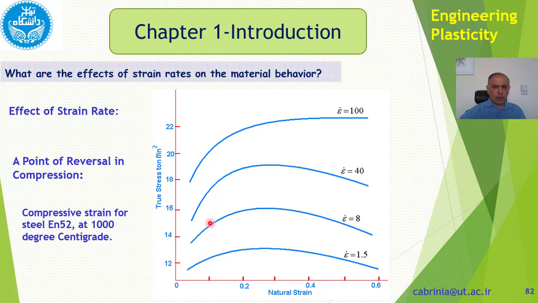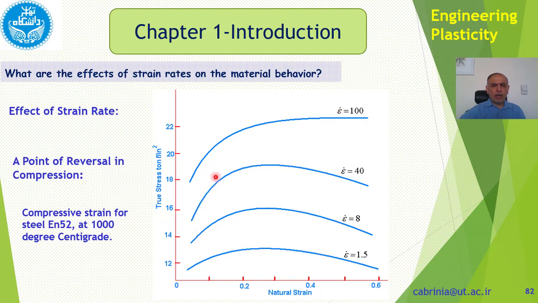But for epsilon dot equal to 8 and 0.1 strain, we get about 14.5. So here is 12.5, here is 14.5, and then again for 40 per second we get about 17.5, and then for about 100 per second we get about 20. So you see that the stress increases considerably as the strain rate increases.